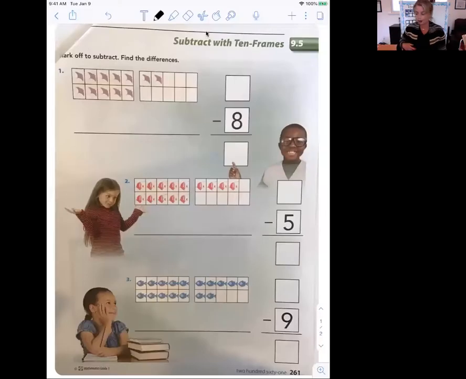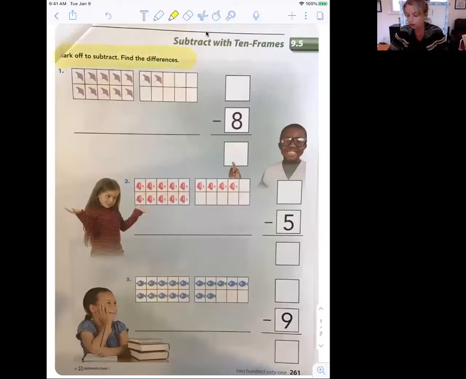Okay, just a moment. It's loading, guys. Just one moment. And there we are. So now you are seeing what I'm seeing. So we are going to be subtracting with 10 frames. So let's read the directions, what it says right here. I'm going to highlight what we're going to read.